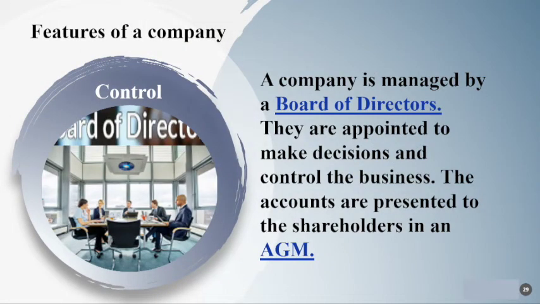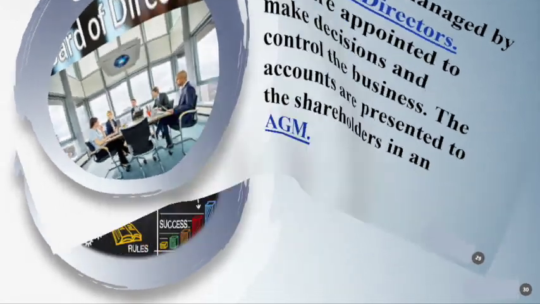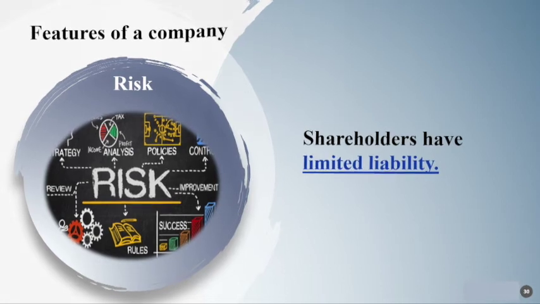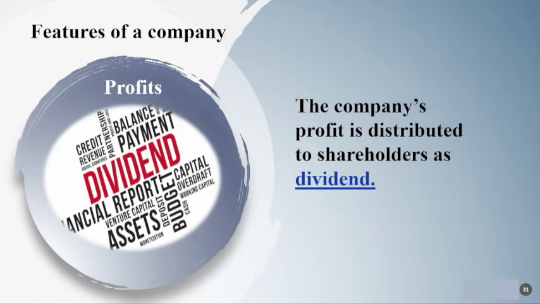Control. A company is managed by a board of directors. They are appointed to make decisions and control the business. The accounts are presented to the shareholders in an AGM, Annual General Meeting. Risk. Shareholders have limited liability. Profits. The company's profit is distributed to shareholders as dividend.